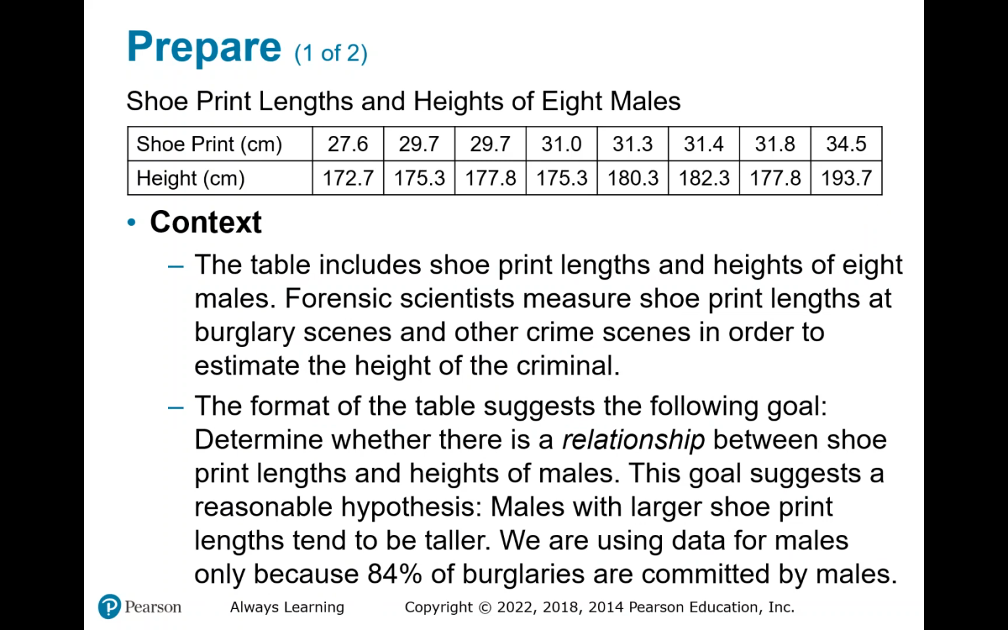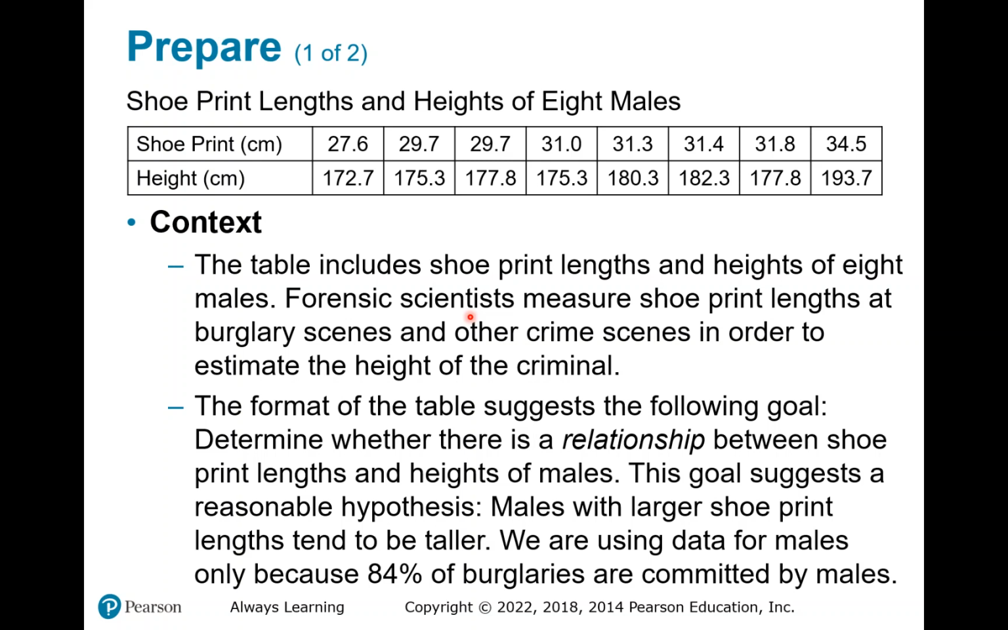Well, it's very obvious that this table includes shoe print lengths and heights of 8 males. So forensic scientists measure shoe print lengths at burglary scenes and other crime scenes in order to estimate the height of the criminal. The format of the table suggests a goal. Determine if there is a relationship between shoe print lengths and heights of males. This goal suggests a reasonable hypothesis. Males with larger shoe print lengths tend to be taller. We are using data for males only because 84% of burglaries are committed by males.